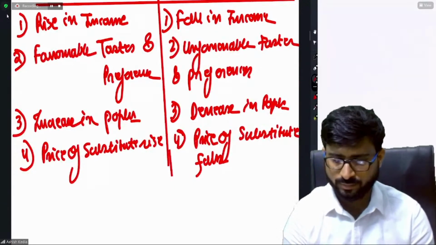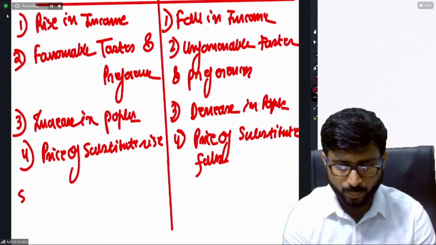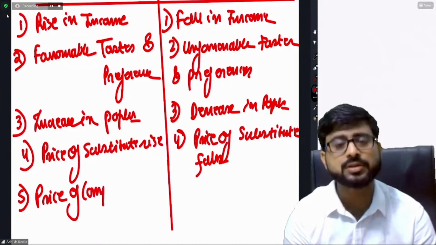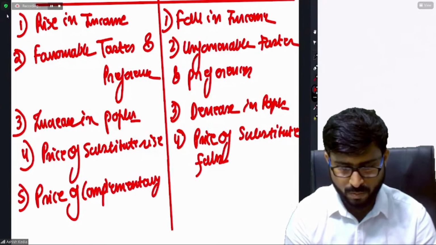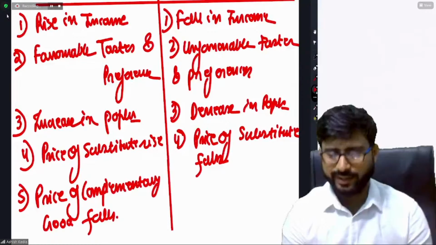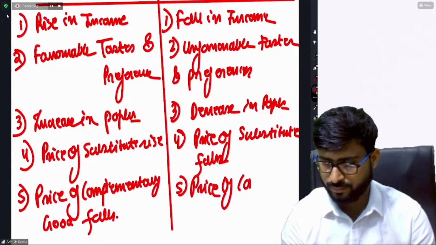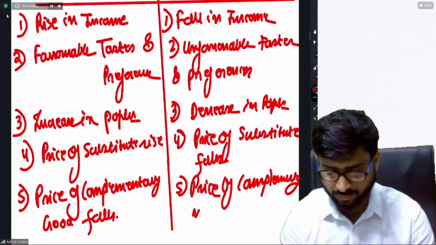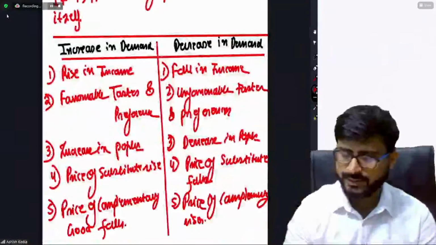Again, if you talk about price of complementary goods, if price of complementary good falls, and here it happens when the price of complementary rises. हो गया? Got it, everybody?